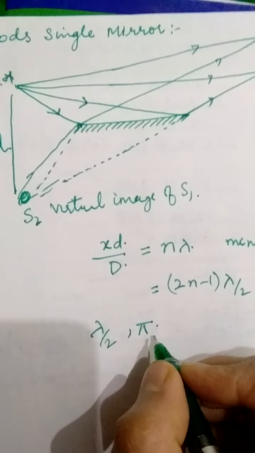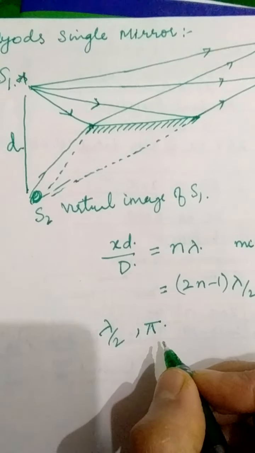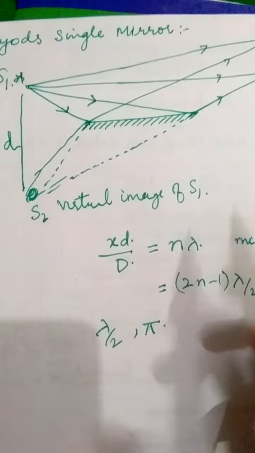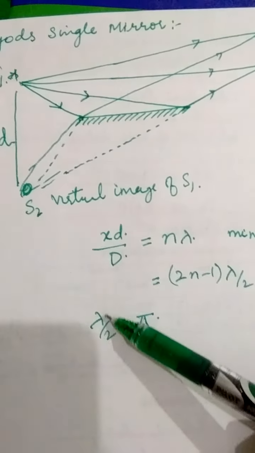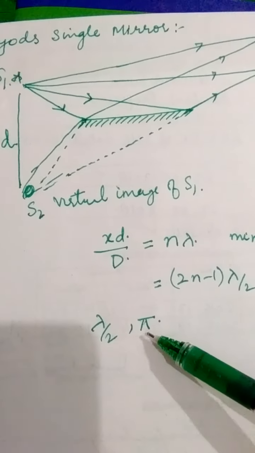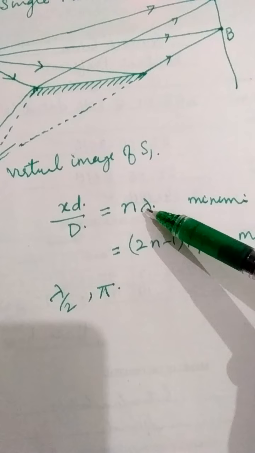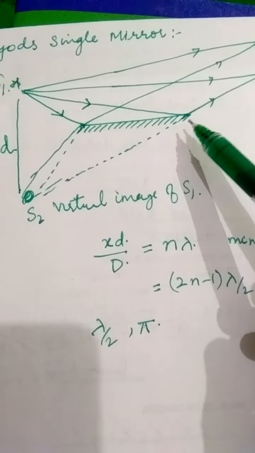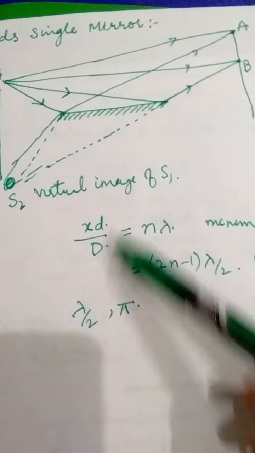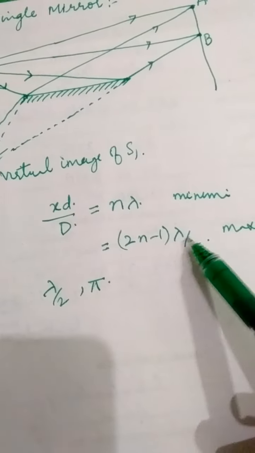You have already done that in the previous video wherein you learnt in detail about Stokes relations. There you have learnt that on account of reflection from a denser to a rarer medium, a path difference of lambda by 2 or a phase difference of pi is introduced. On account of this, the conditions for maxima and minima in case of Lloyd's interference pattern get reversed. So xd by D equal to n lambda is the condition for minima, and xd by D equal to (2n minus 1) lambda by 2 is the condition for maxima.